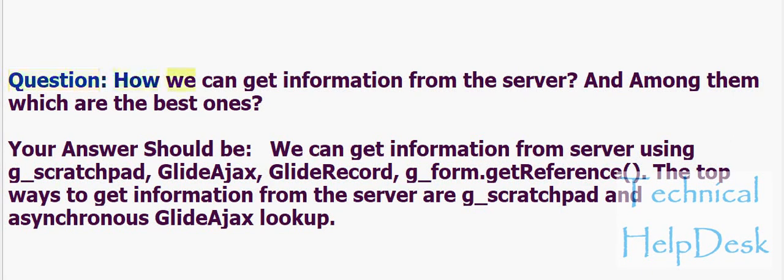Question: how can we get information from the server? And among them, which are the best ones? Your answer should be, we can get information from the server using g_scratchpad, Glide Ajax, Glide Record, g_form.getReference. The top ways to get information from the server are g_scratchpad and asynchronous Glide Ajax lookup.